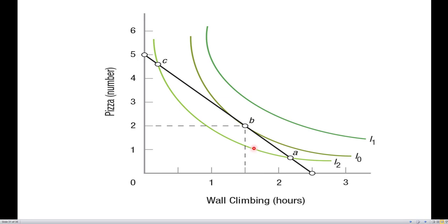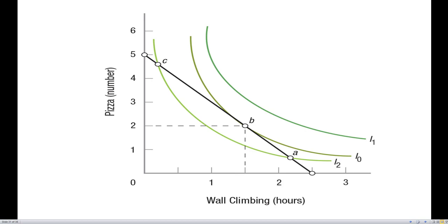So here, why isn't our bundle going to be somewhere like indifference curve I1? It's because we don't have enough income to reach this particular point. Why isn't it going to be at A and C? It's because it gives us a lower amount of utility compared to I0. I0 is the highest indifference curve that we have out of these three right here. It hits our budget line. It is tangent with one another. So therefore, our optimum consumption bundle is going to be exactly 2 pizzas and 1.5 hours of wall climbing.